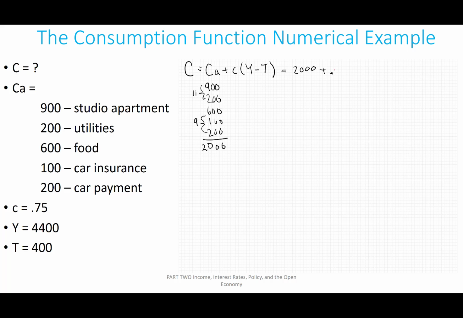plus a 0.75 marginal propensity to consume, times a 4,400 income minus 400 in taxes. This equals 2,000 plus 0.75 times 4,000. This equals 2,000 plus, when multiplied out, 3,000. This equals 5,000. Our consumption equals 5,000.